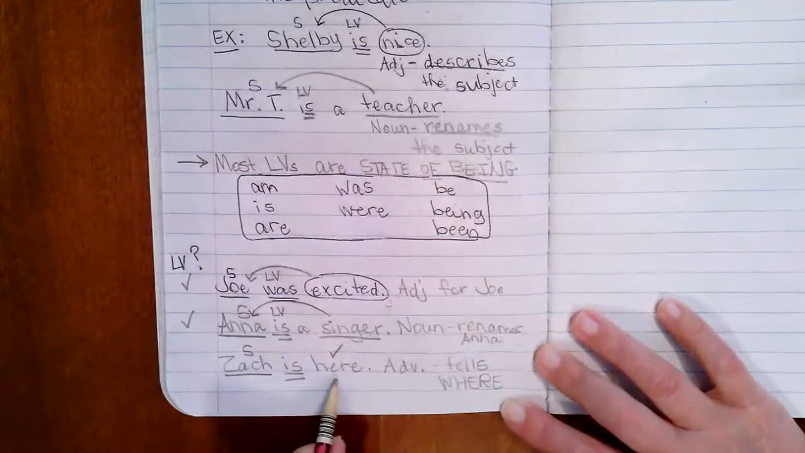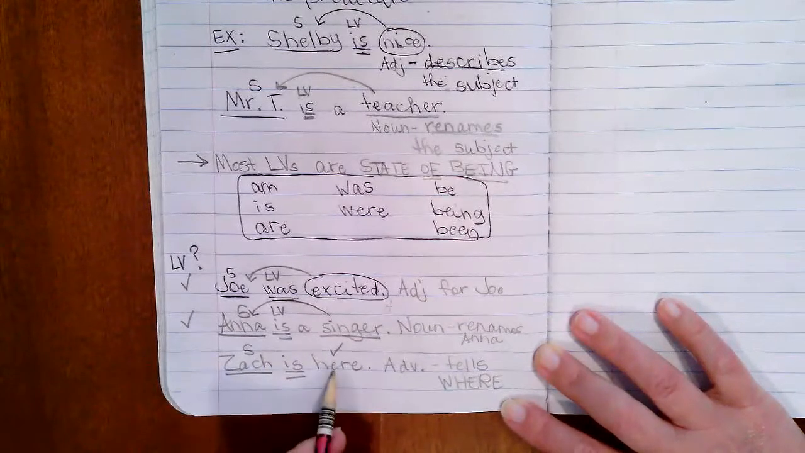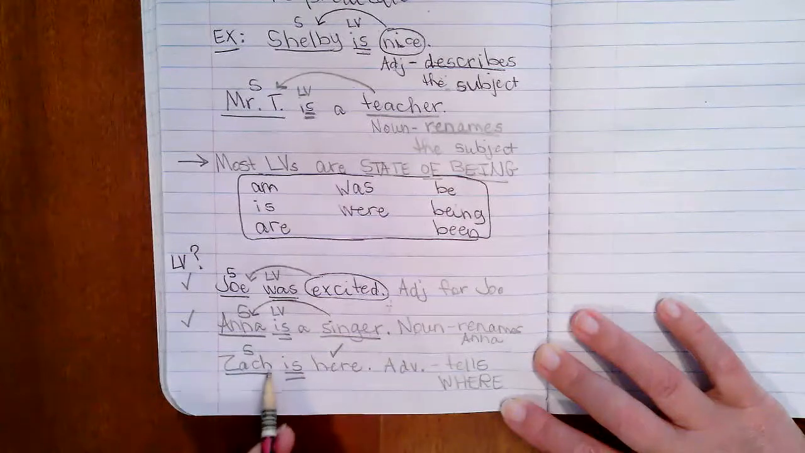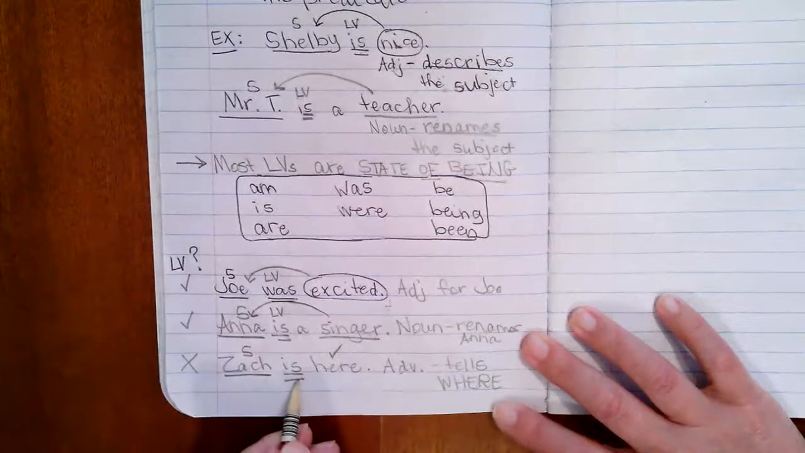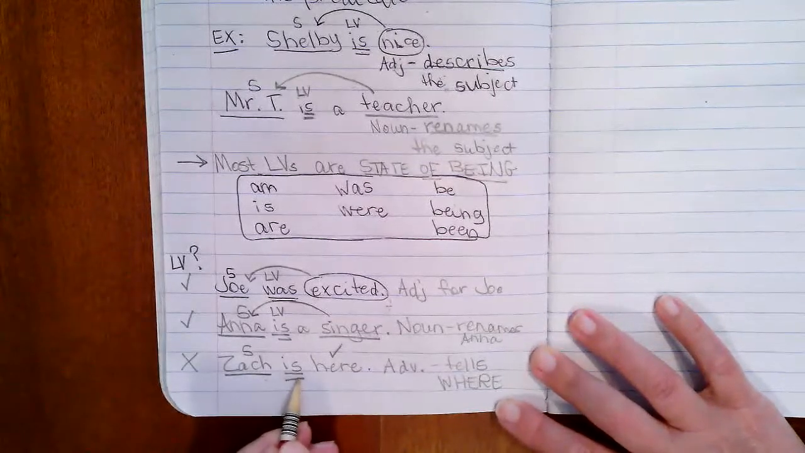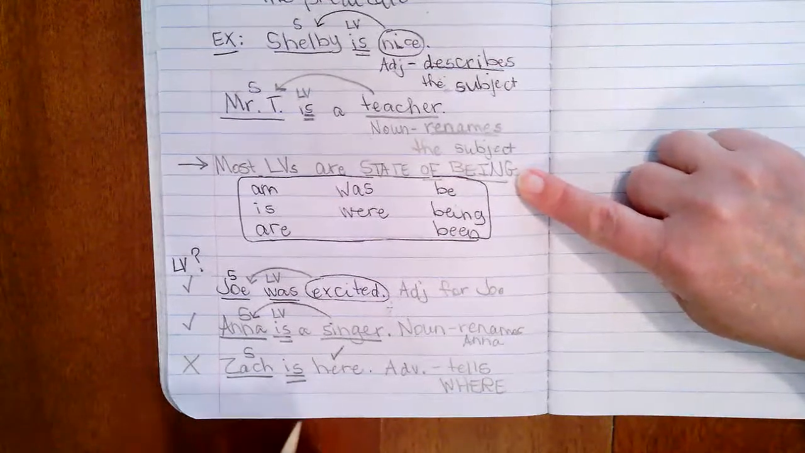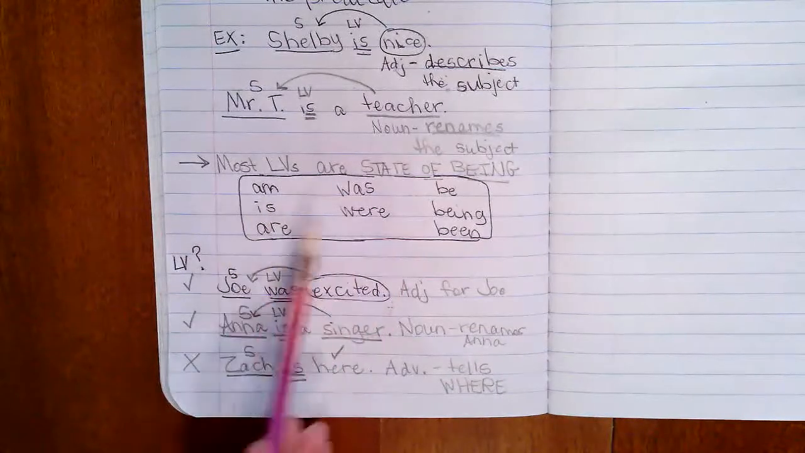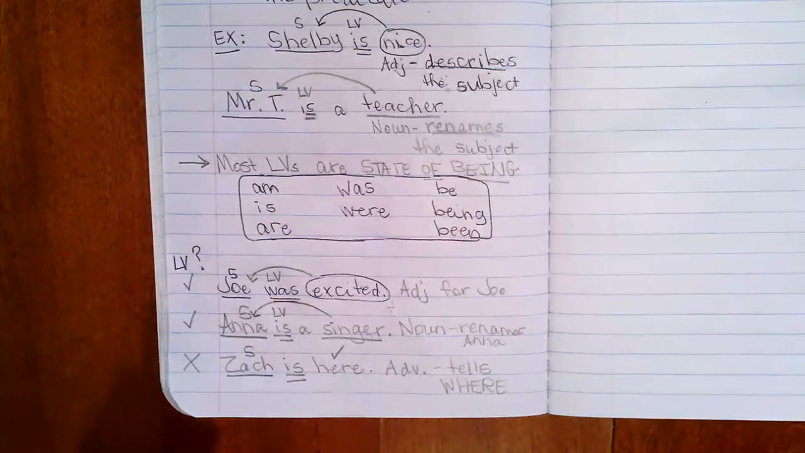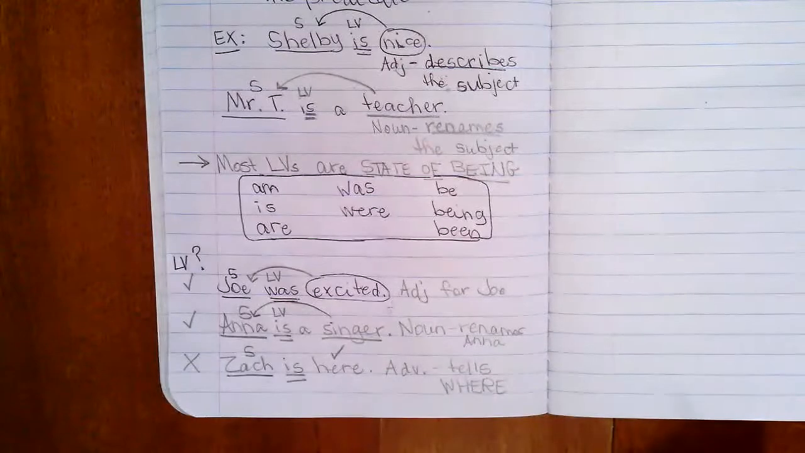Okay, since this is not an adjective that describes Zach, since this is not a noun that renames Zach, guess what? This is not a linking verb. This time, the word is being a state of being verb, and it's just helping the sentence be complete, but it's not being a linking verb, okay? So yes, state of being verbs are very often linking verbs, but sometimes, boys and girls, they're still just state of being verbs like we've learned about earlier in the year.